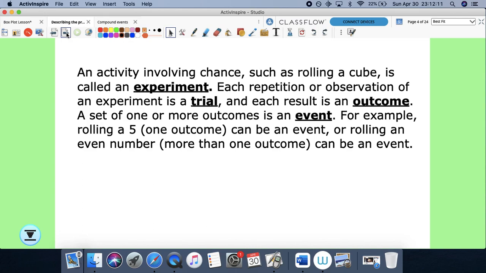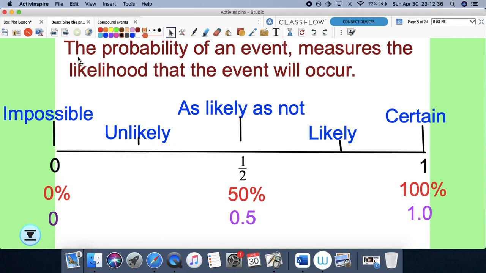Okay, I'll skip that. All right, so an activity involving chance, such as rolling a cube, is called an experiment. Each repetition or observation of an experiment is a trial, and each result is an outcome. A set of one or more outcomes is an event. For example, rolling a 5, one outcome, can be an event, or rolling an even number, more than one outcome, can be an event. So I want you to copy this.